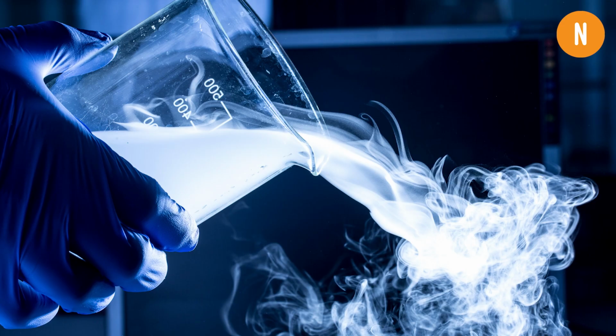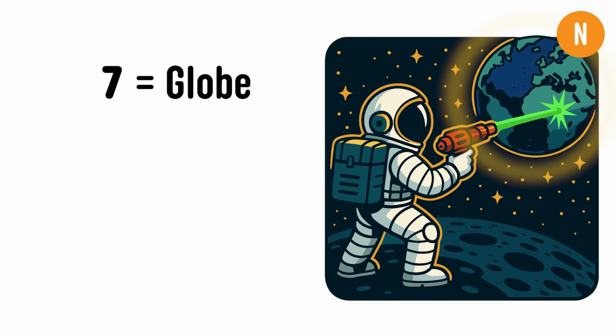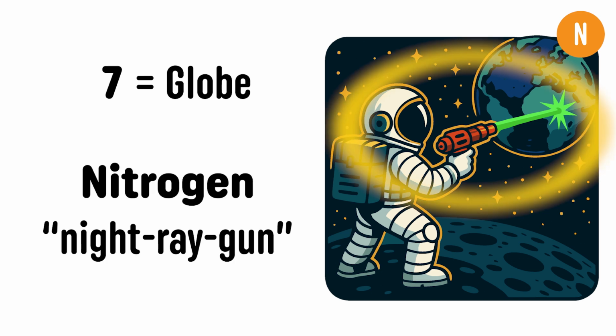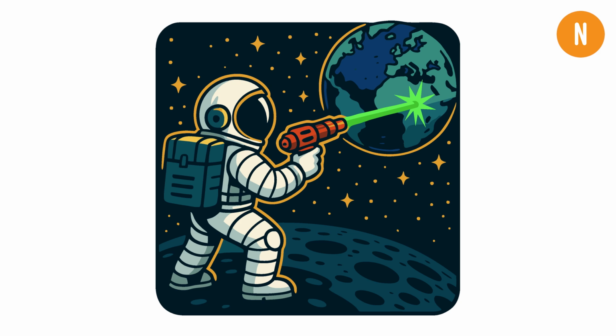Nitrogen is the 7th element of the periodic table. This image represents nitrogen. The number 7 is represented by a globe because the Earth has 7 continents. Next, we have to convert the name nitrogen into a picture. Nitrogen sounds similar to night ray gun, like a ray gun being shot at night. If we picture an astronaut on the moon shooting a ray gun at the Earth, we will forever remember that nitrogen is the 7th element. This image will be burned into your mind forever every time you think of nitrogen.